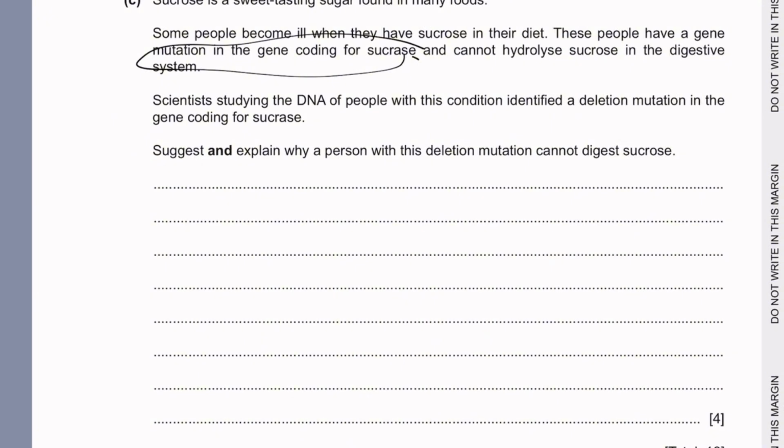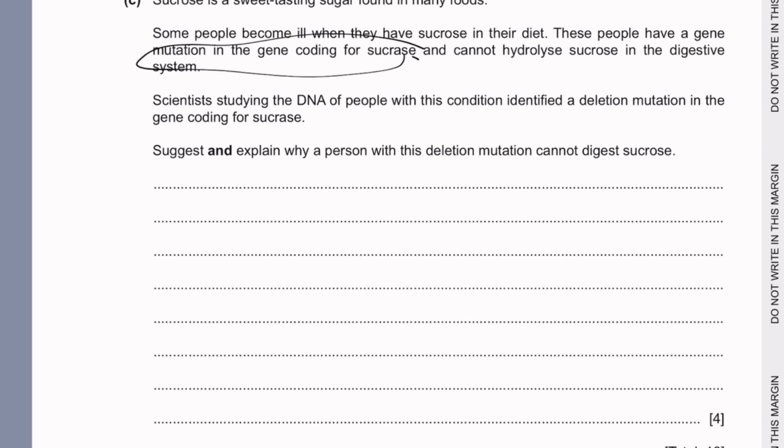Scientists studying the DNA of people with this condition identified a deletion mutation in the gene code. Remember, deletion mutations are very dangerous, and so are insertions, because if you just insert one nucleotide, you can result in a frame shift, which basically results in a completely non-functional protein. Scientists studying the DNA suggest and explain why the person with this deletion mutation cannot digest sucrose.